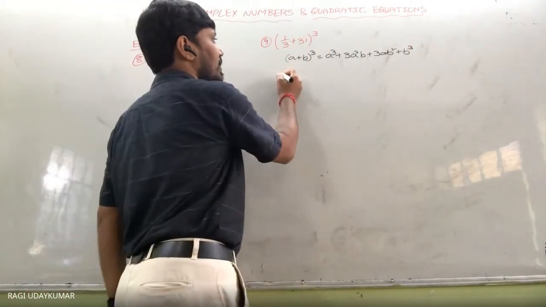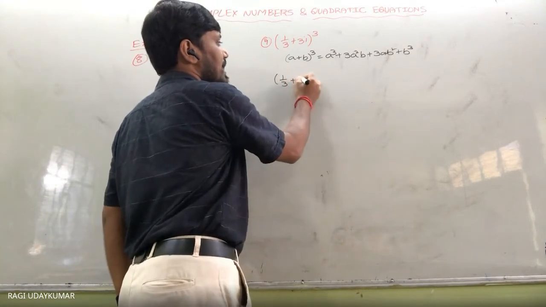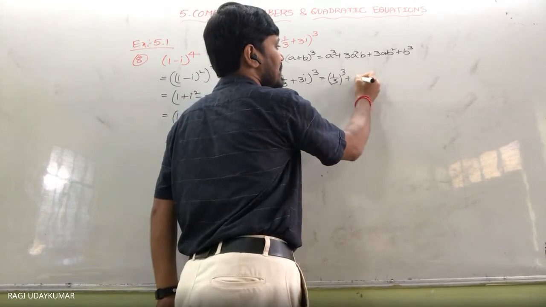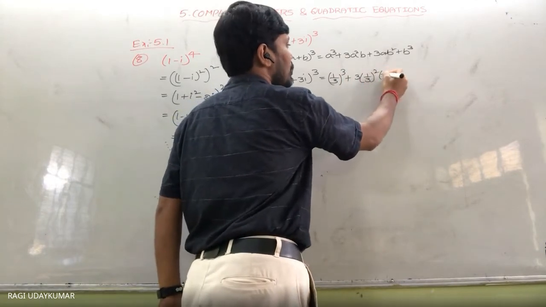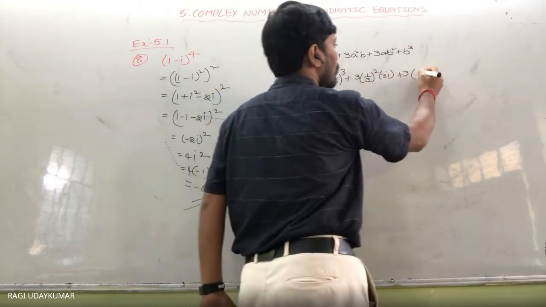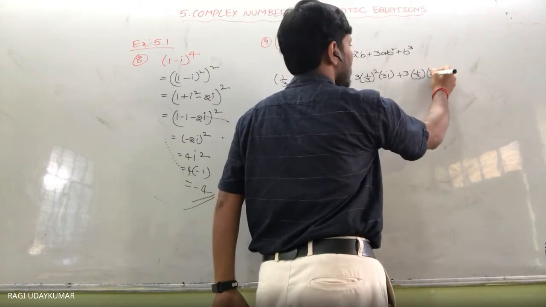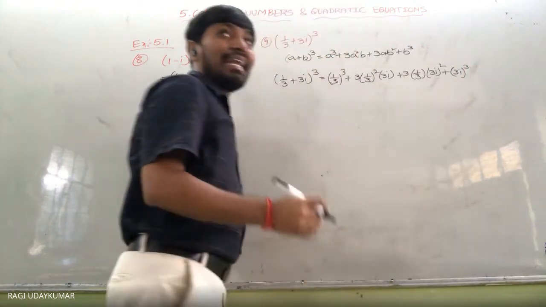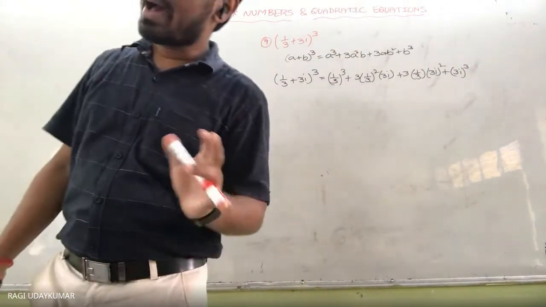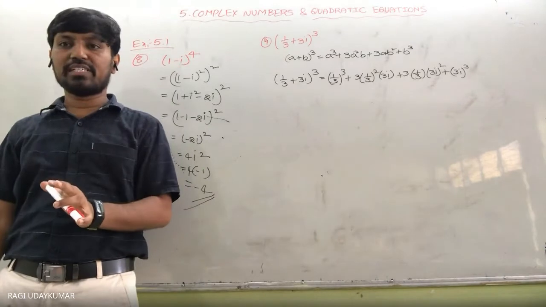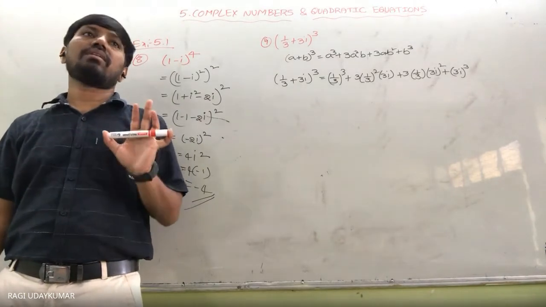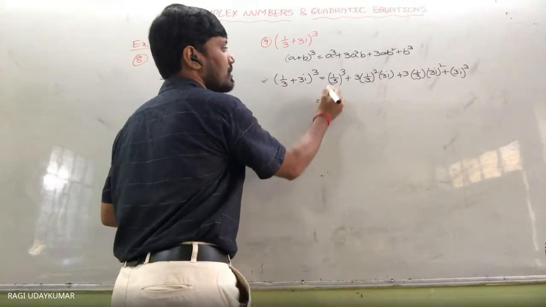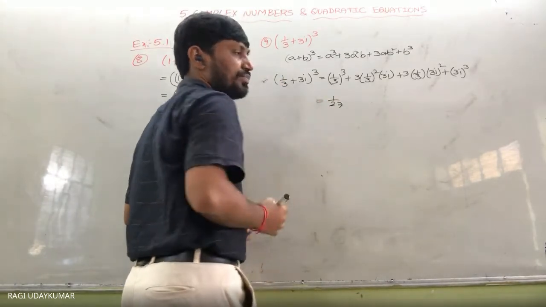So what do you write here? (1/3 + 3i)³ is equal to (1/3)³ + 3 × (1/3)² × 3i + 3 × (1/3) × (3i)² + (3i)³. At last, in the final simplification, you are going to get a complex number. So we are going to get it as 1/27.